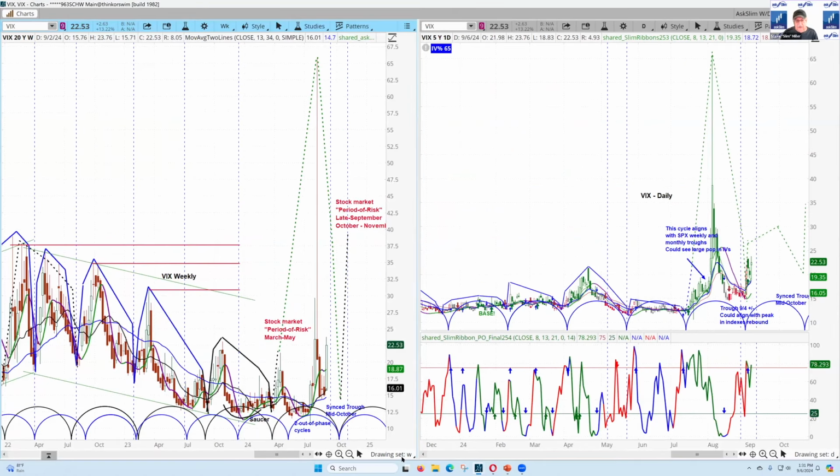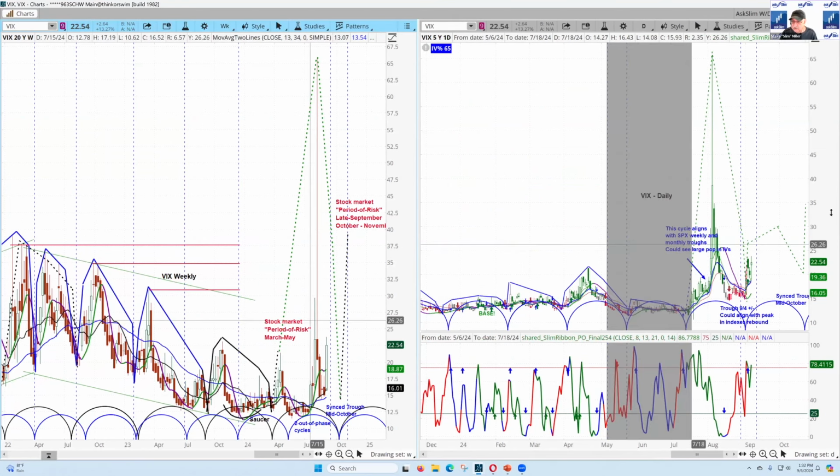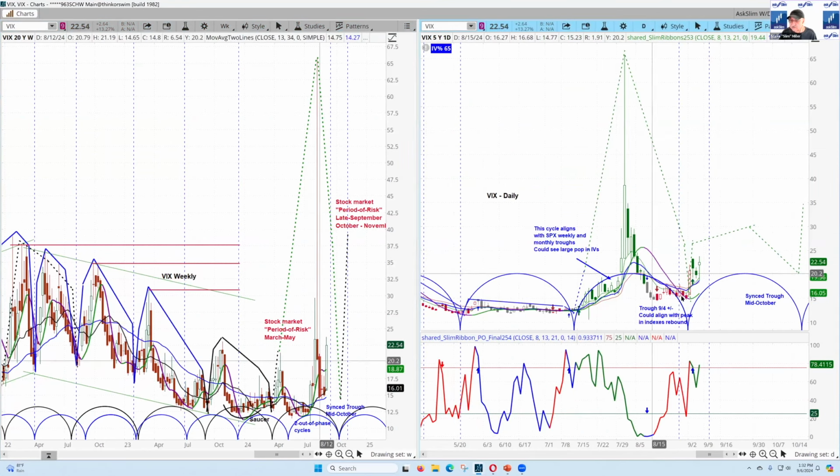So what we see in here is that we had this massive move up to 65 in the VIX and implied volatilities. And what we expected, based on the short term right in here, is that when this daily cycle bottomed right in there, we would get another move up in implied volatilities or a move down in stocks that aligned with the corrective period we saw in the indexes that I just showed you. Spot on, worked absolutely perfectly.